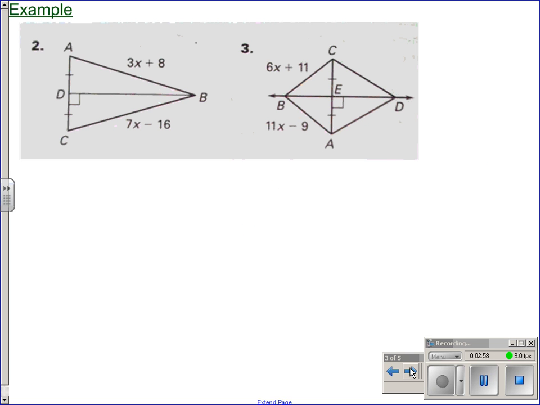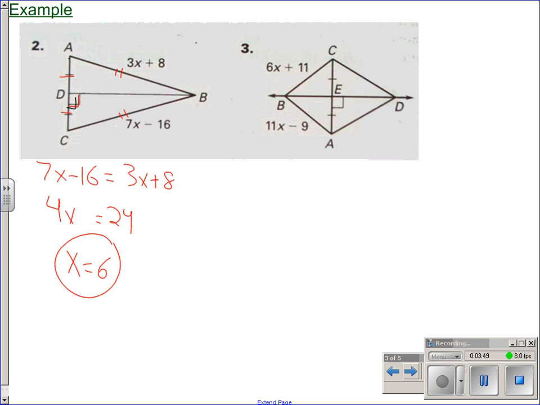So now, some examples that deal with this. Question number 2 here. Point B, it is on this line, it's perpendicular there, it's going through the midpoint. And so DB is a perpendicular bisector, which means AB and CB are the same. And so 7x minus 16 has to equal 3x plus 8. And then it's just normal algebra to solve. Because point B is on that perpendicular bisector, it's the same distance away from A and C. So 4x, subtracting 3x from both sides, add 16, we get 24. X is 6.